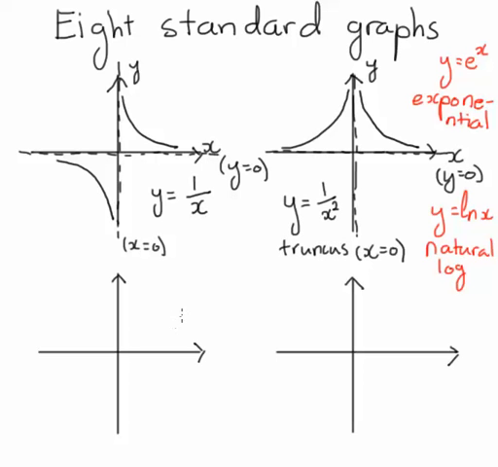Alright, next graph. Well, we've got 2 more. So what could we be missing? Well, we've done a parabola. We've done a cubic. We've done an exponential function. We've done a natural log function. We've done the truncus. We've done the hyperbola. So this one's going to be slightly new, but it's nothing to be afraid of. We have to learn what this new symbol means.